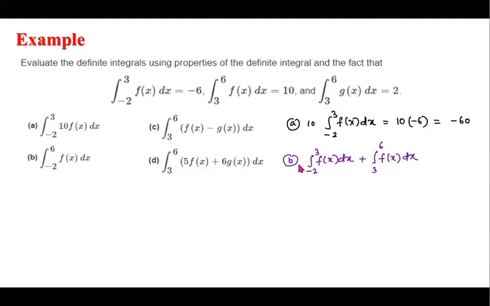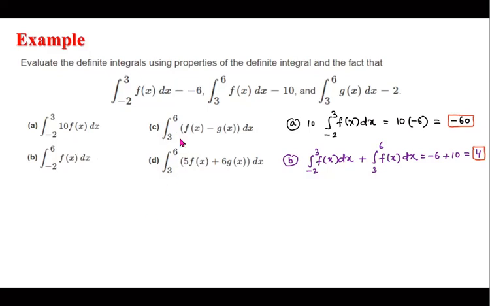And these integrals are given. This one, -2 up to 3 of that function, is -6. So this will be -6. And then this one, 3 up to 6 of the function, is 10. So plus 10. If we simplify that, it is equal to 4. So the value of the integral given in part B is equal to 4. Okay, so we got the values for part A and part B using the property.